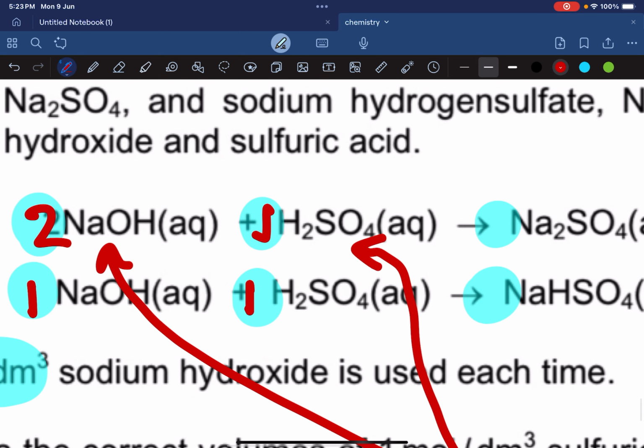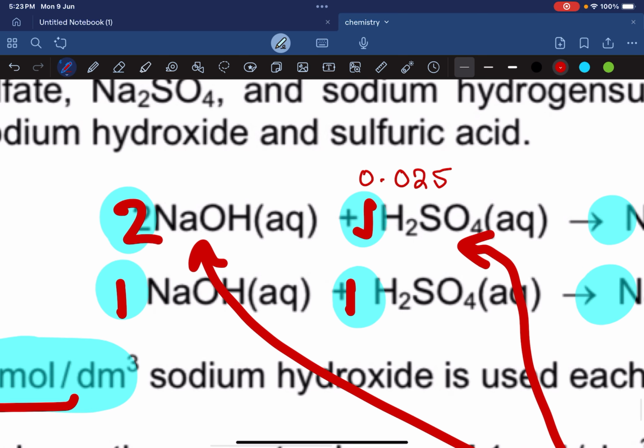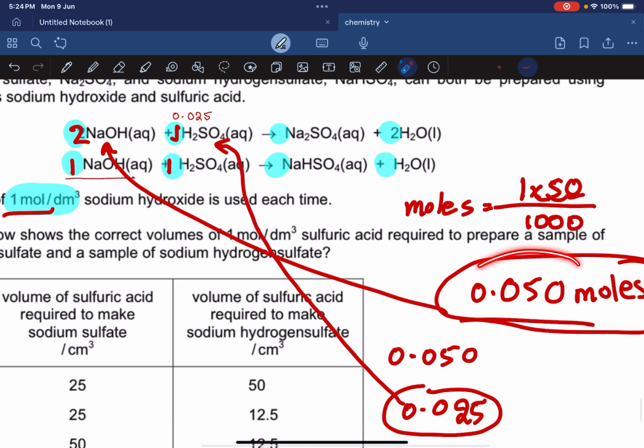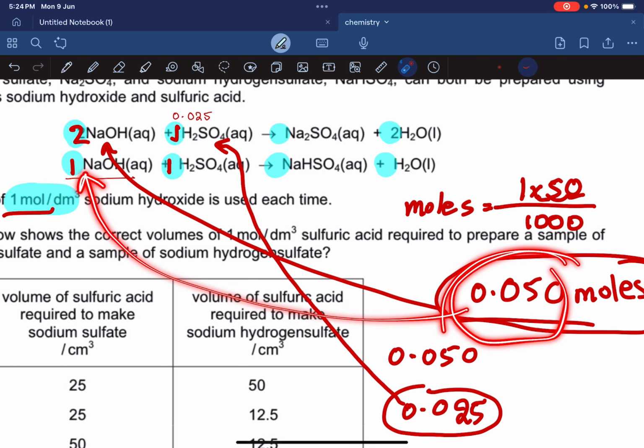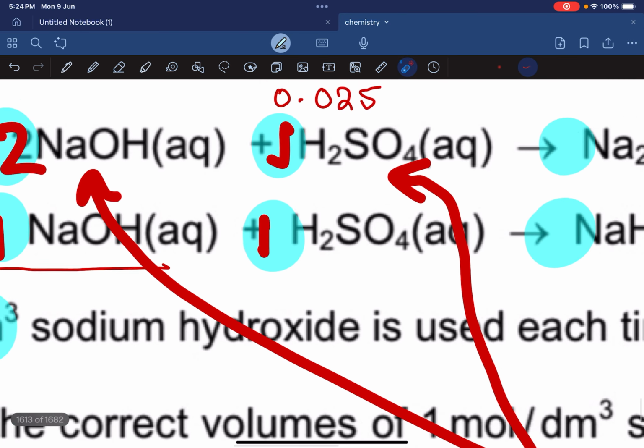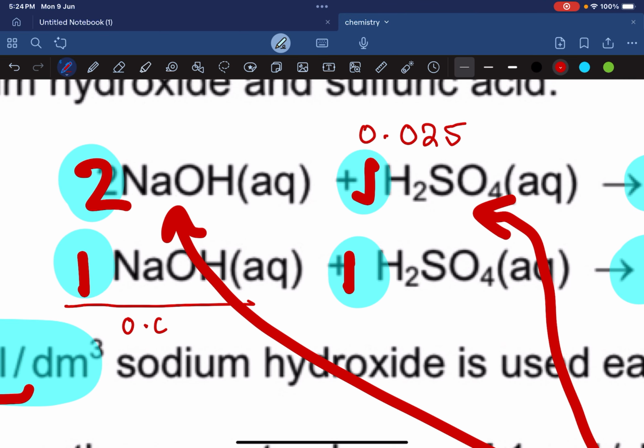Okay, now try to understand this. I have 0.025 moles of sulfuric acid, but over here the molar ratio of my sodium hydroxide and my sulfuric acid is 1:1. So equal moles of sodium hydroxide and sulfuric acid. Mole ratio is the most important thing. So if I have 0.05 moles of my sodium hydroxide, I'm going to have 0.05 moles of my sulfuric acid as well, because it's 1:1. Over here it was 2:1, so I had to half the moles, but now it's 1:1.